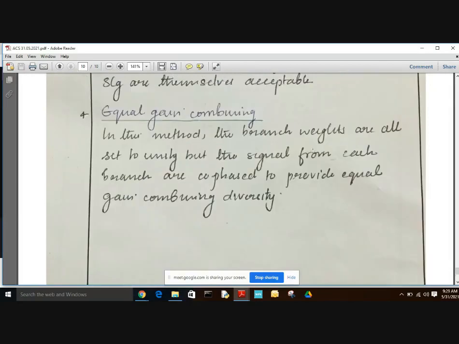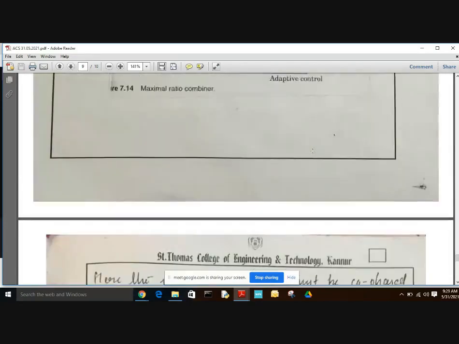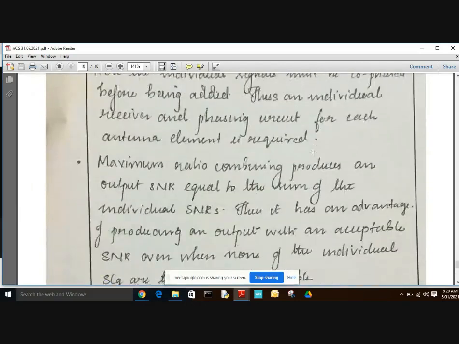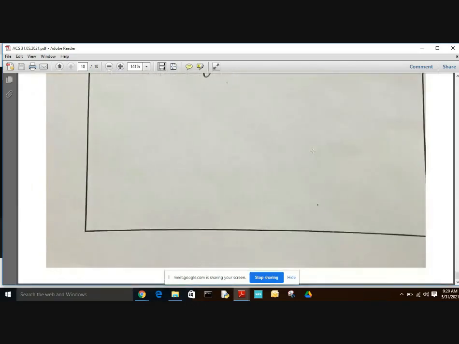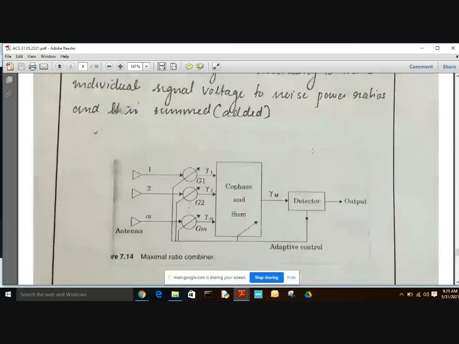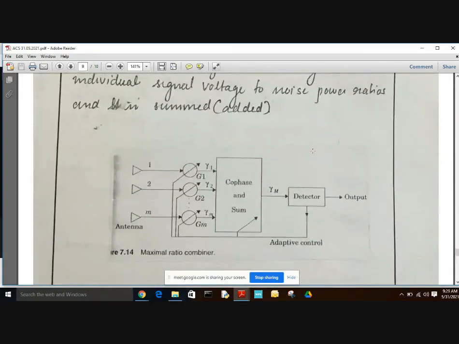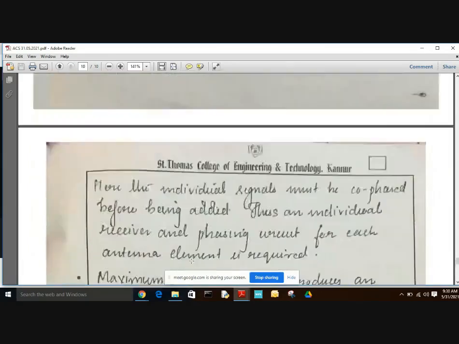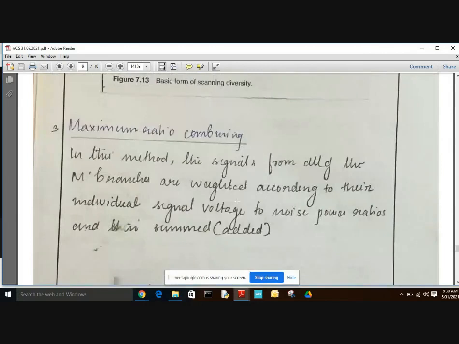So here also the signals are co-phased, as in the case of maximum ratio combining. In equal gain combining, all the signals are co-phased. Here we can see that in maximum ratio combining, we have a co-phase and summer. Similarly, in the equal gain combiner also, we have a co-phase and summer. So this is about the diversity based on space diversity.